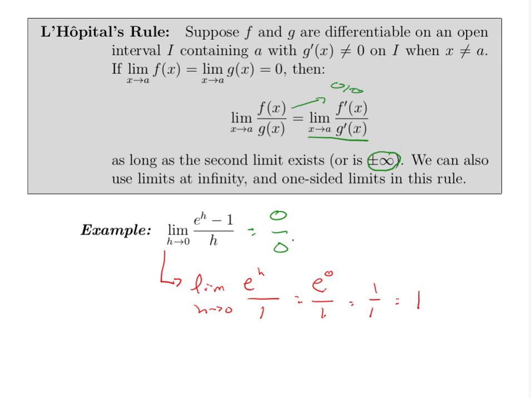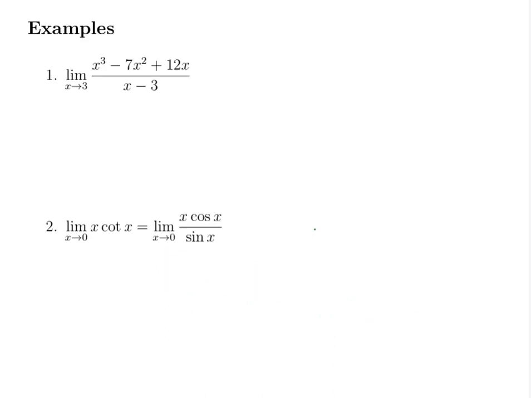So anytime we see this 0 over 0, go ahead and differentiate the top and bottom and see what we can do. Here's a couple of examples. With something like this, we can go ahead and just check to make sure that when we plug things in, we actually do get 0 over 0. I'll let you check that, but we do here.